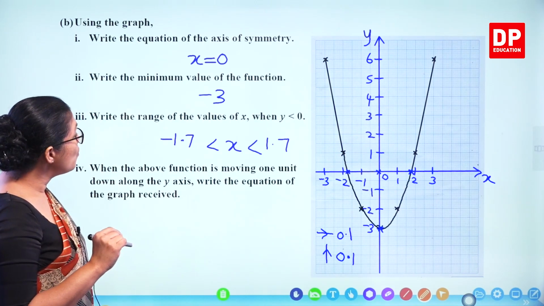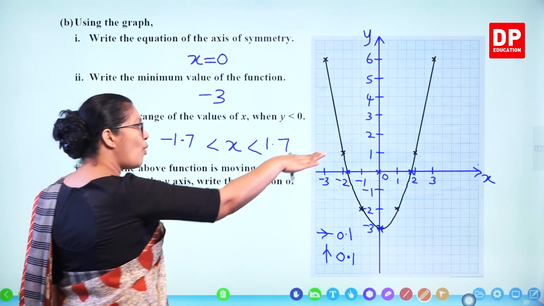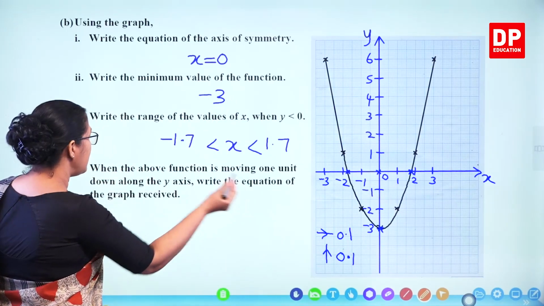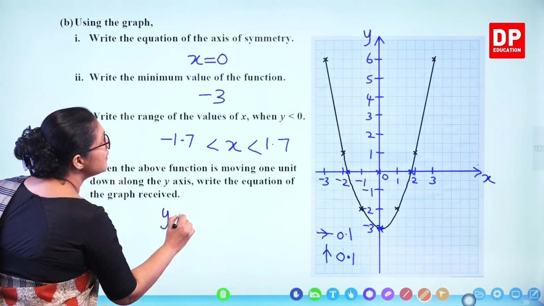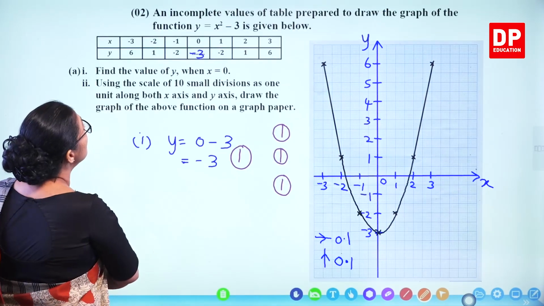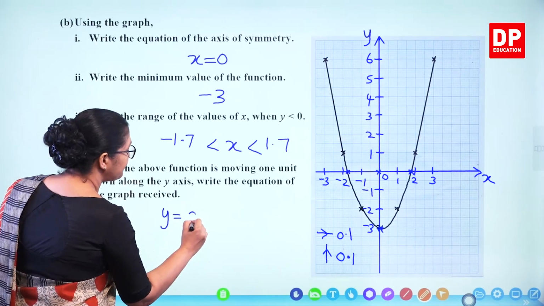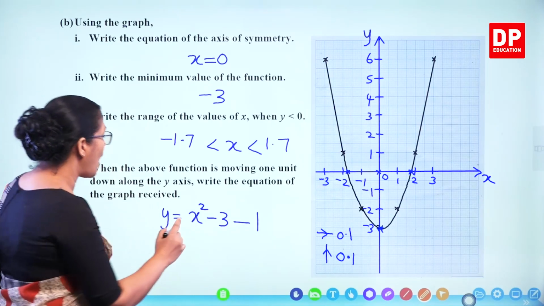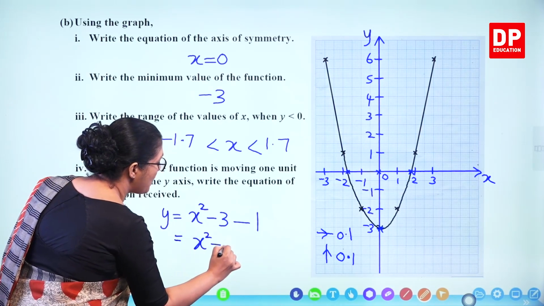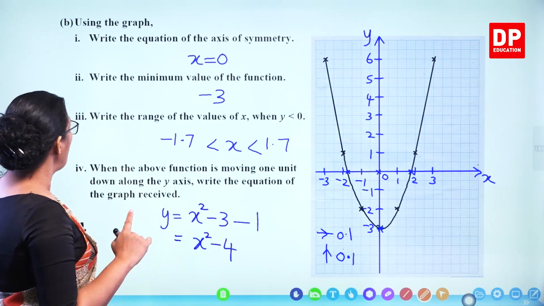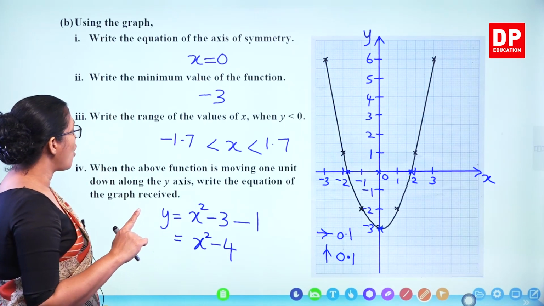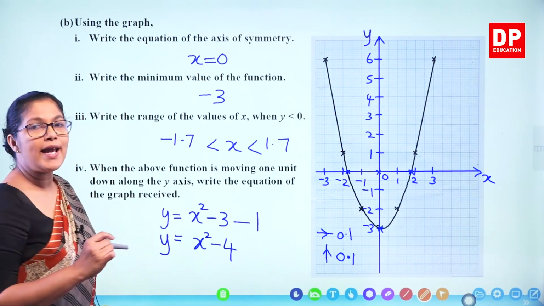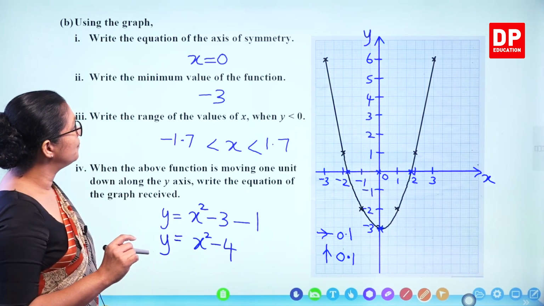When the above function is moving 1 unit down, the whole equation goes down by 1 unit. So what's the equation now? Earlier the curve was x squared minus 3. And moving down means you subtract 1 from the y value. So x squared minus 4. When the above function is moving 1 unit down along the y-axis, write the equation of the graph received. So the equation is y equals x squared minus 4.